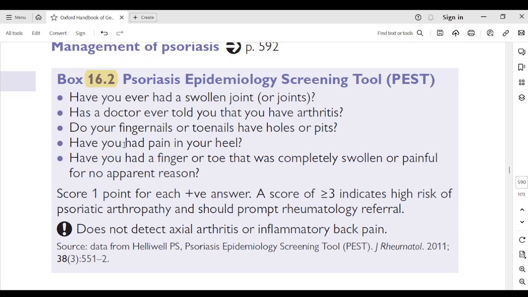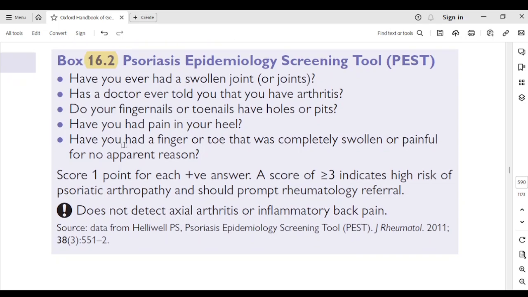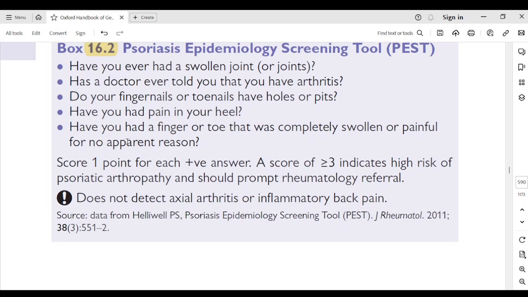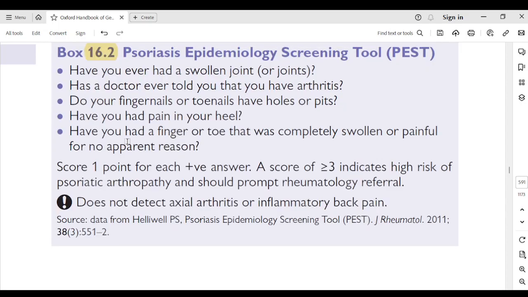Box 16.2, psoriasis epidemiology screening test, PEST. Have you ever had a swollen joint? This is for checking about the arthritis, psoriatic arthritis. Have you ever had a swollen joint or joints? Has a doctor ever told you that you have arthritis? Do your fingernails or toenails have holes or pits? Have you had pain in your heel? Have you had a finger or a toe that was completely swollen or painful for no apparent reason?